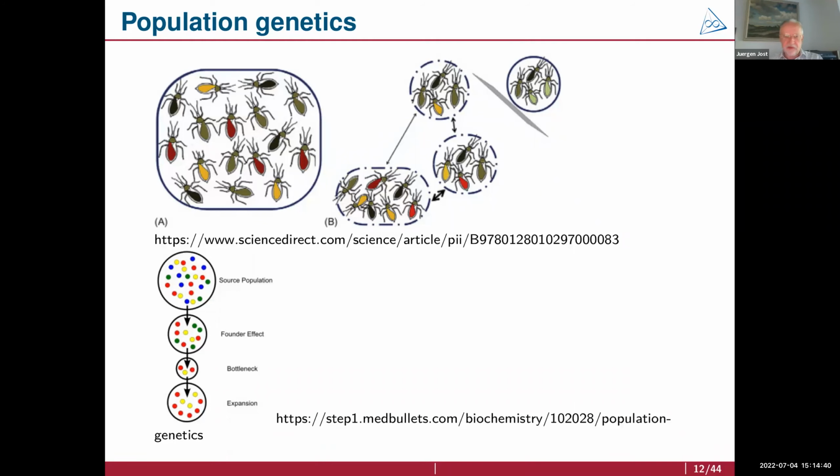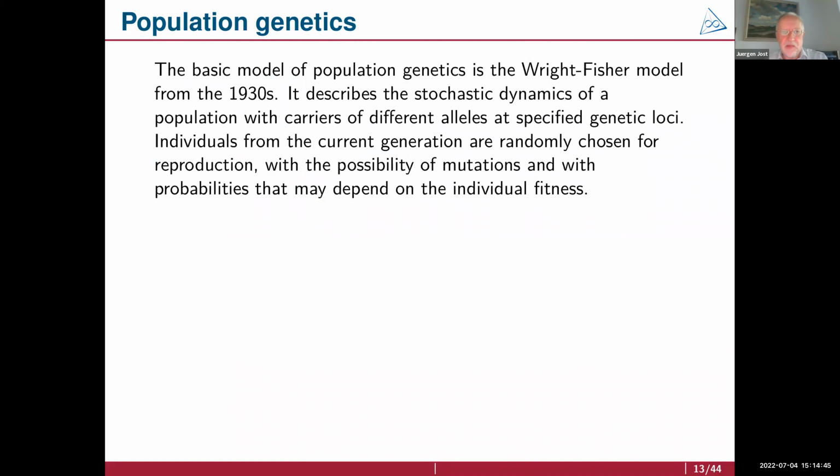So these are some of the basic ideas or concepts of evolutionary biology. And this can be turned into a mathematical model, the Wright-Fisher model, which is already almost 100 years old. And it is very mathematical. So the biology is very stylized. You have a population with carriers of different alleles, that is, alternative versions of a gene at some specified genetic loci. The simplest model, you just have one locus with two different alleles.